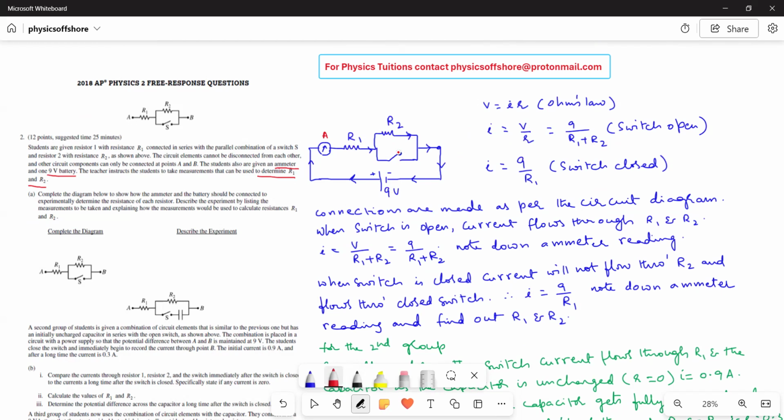And when the switch is closed, what happens? The current will not flow through R2, but flows through the switch because the switch has no resistance at all. Therefore, when the switch is closed, the current is equal to voltage divided by only the first resistance. R2 is shorted. Because the switch is closed, the current will not flow through the resistance R2. It will be going through the switch. Therefore, this is the equation.